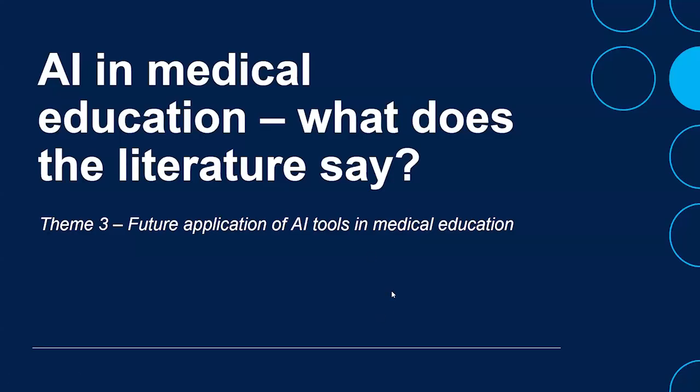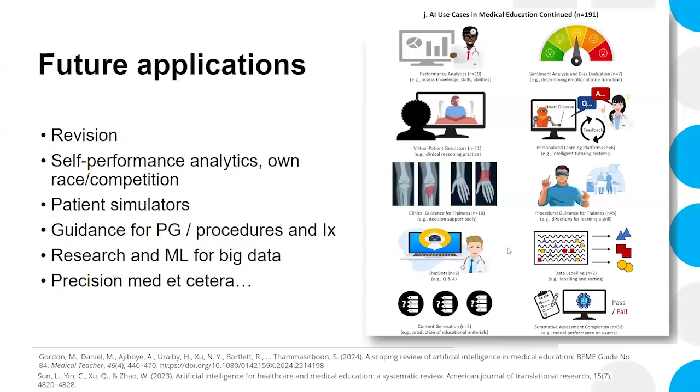So what does the literature say? In terms of the literature, future applications of AI include revision tools, especially in first and second year. A lot of the literature says you can use it to generate your own notes, to summarize lectures that have been given in hospital or at medical school. Thinking about self-performance analytics, so your own rates and competitive metrics. Patient simulators, which was mentioned by the audience.